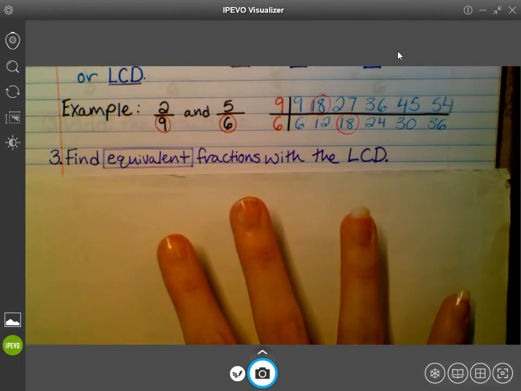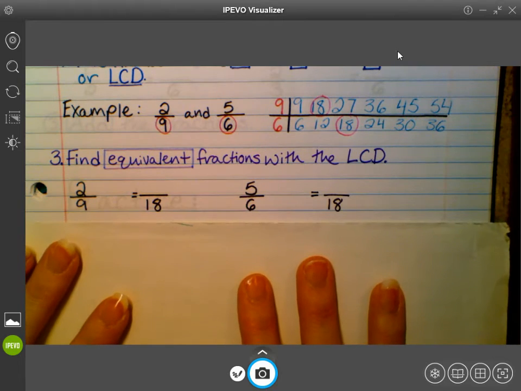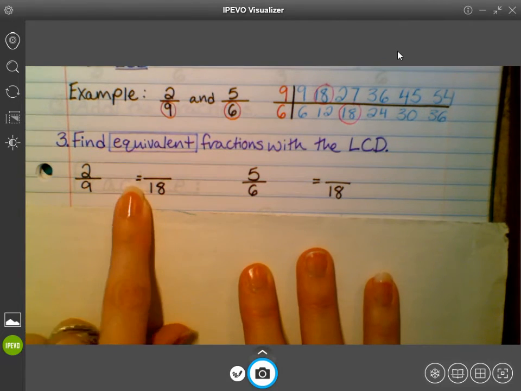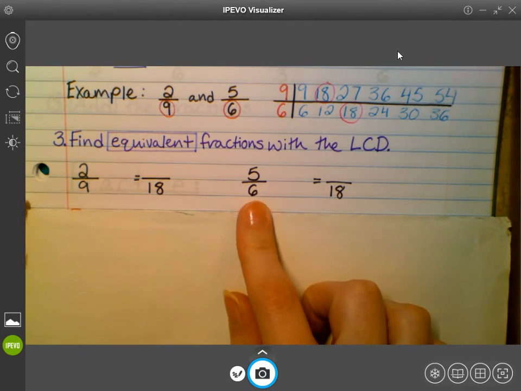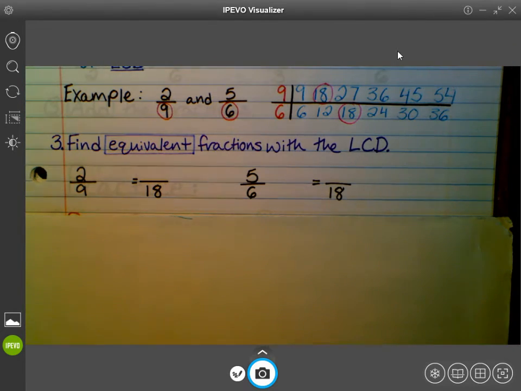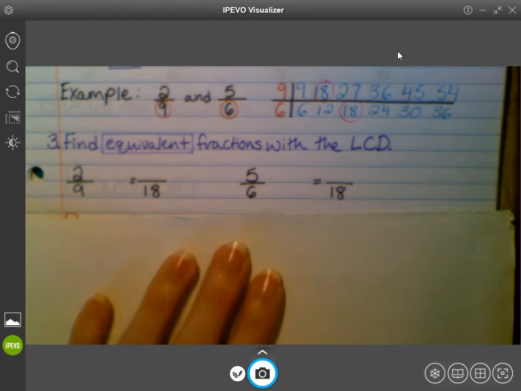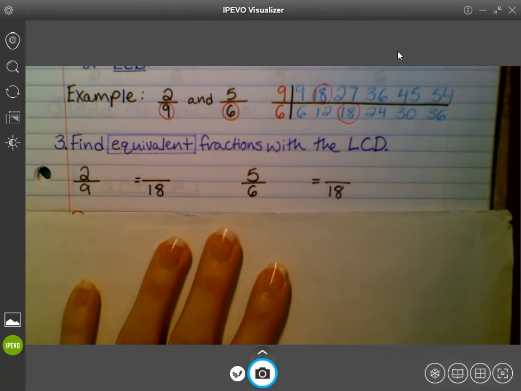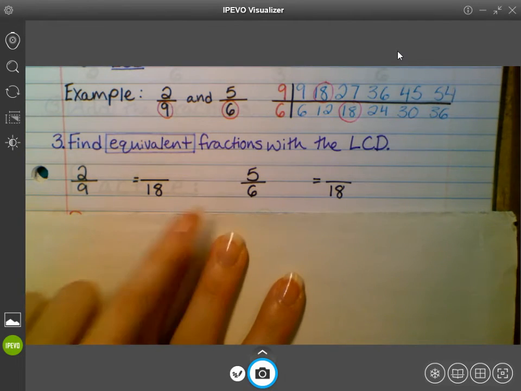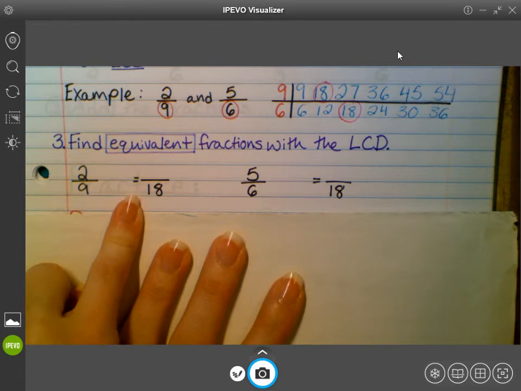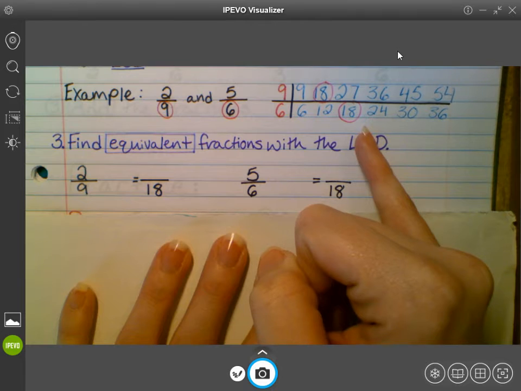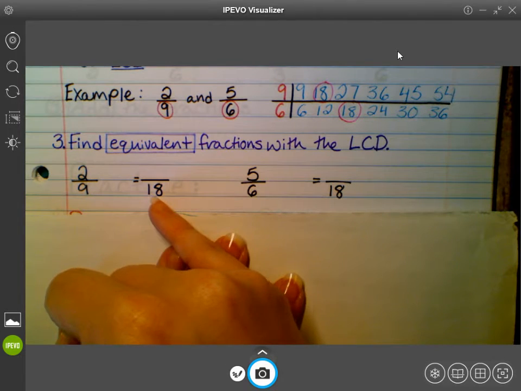So when we convert them, we're going to set it up right now. I'd like you to write this out. Notice the space I left between 2/9 and then equals something over 18, and the space I left between 5/6 equals something over 18. I'll put my hand here because it seems to brighten up on the smartboard when I do that. So this is how we set it up. We write both of our original fractions, we leave some space, and we put equals, and then we take that LCD, that least common denominator, and we make that the denominator of a new fraction.